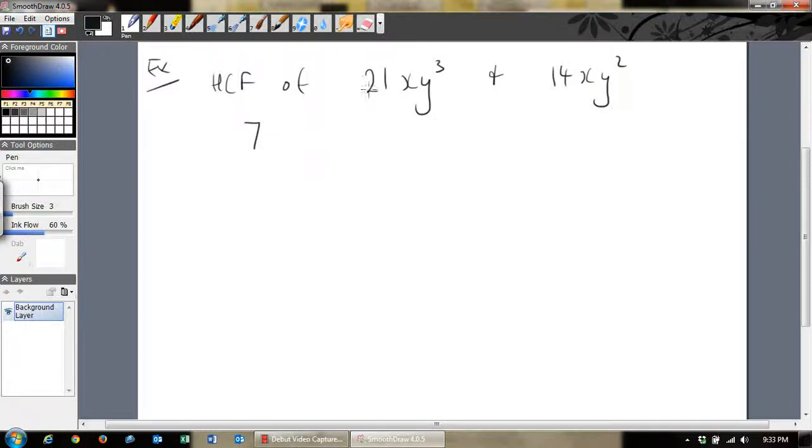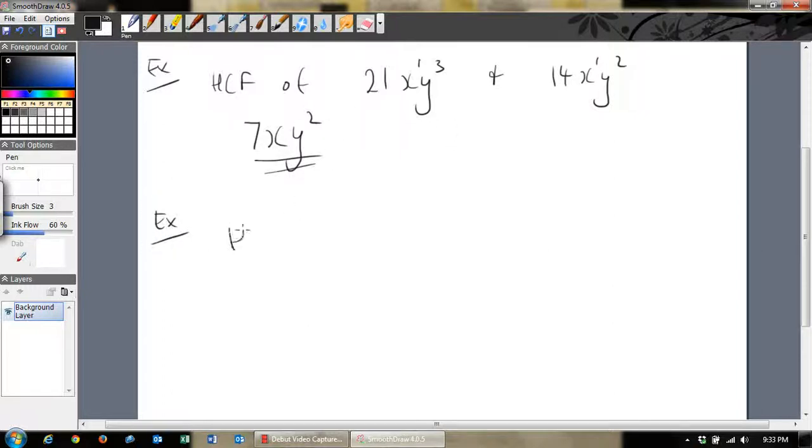Well, 7 will go into both of those two numbers, so that's good. How about letters? Look at your x's. Well, there's an x to the power 1 there and there's an x to the power 1 there, so take your lowest power that's in common, which is just power 1, because both of them have x to the power 1. And also we've got y cubed here, y squared there, so take the lowest of those two powers, which would be y squared, like that. And that's your highest common factor there.